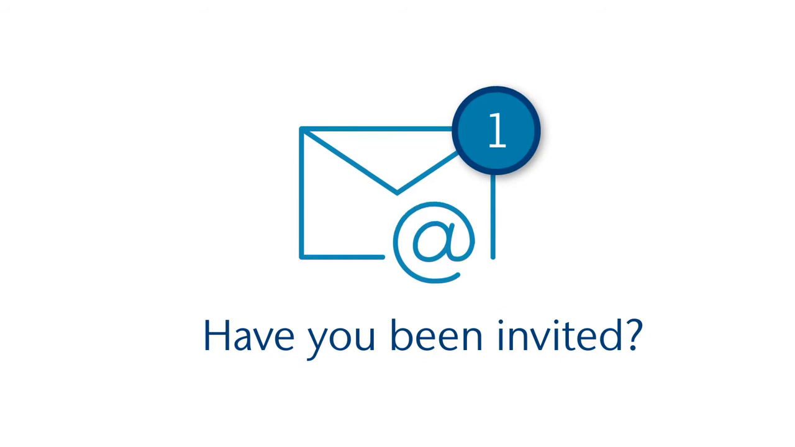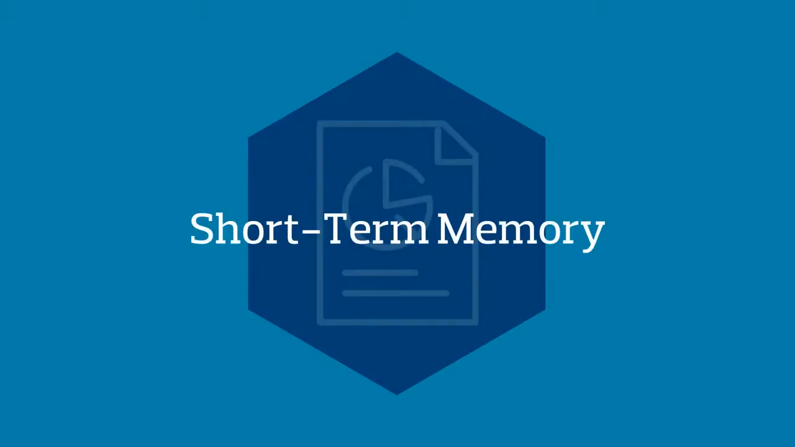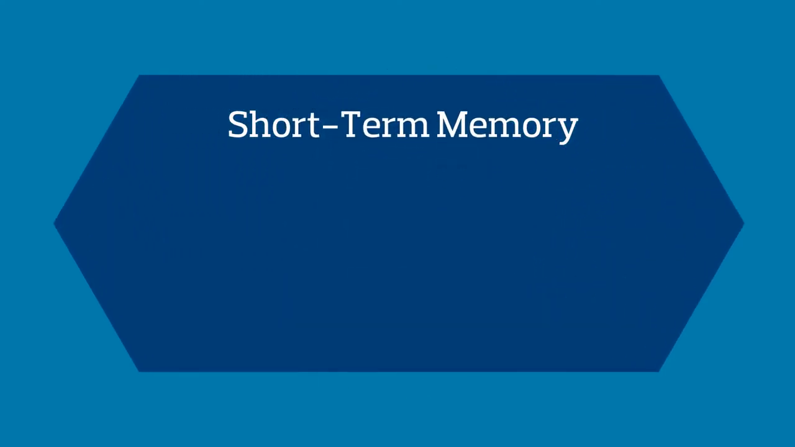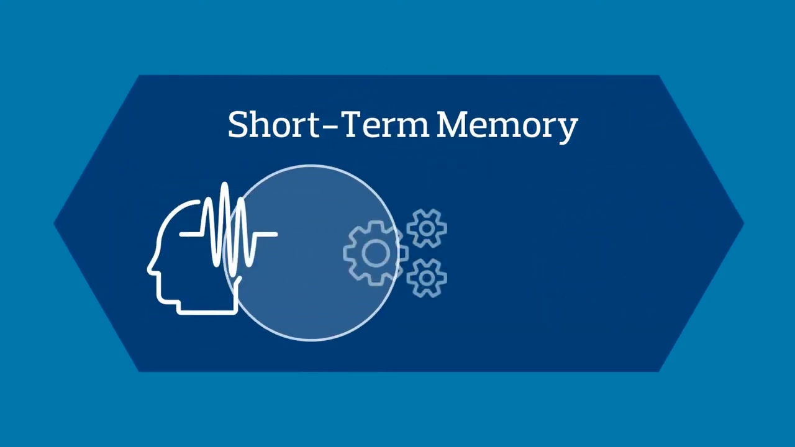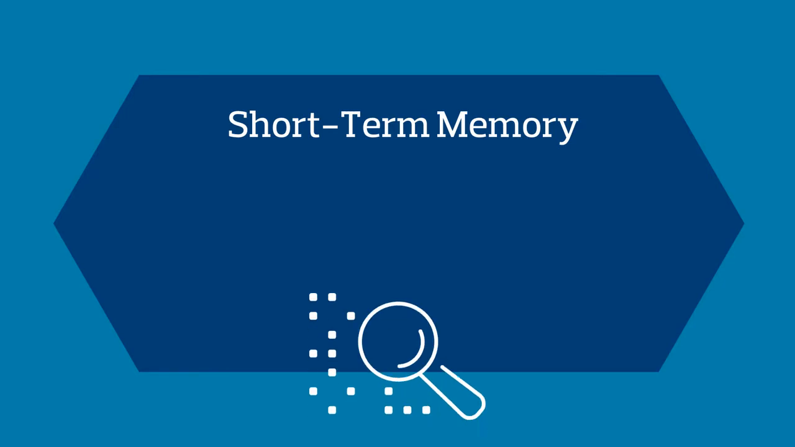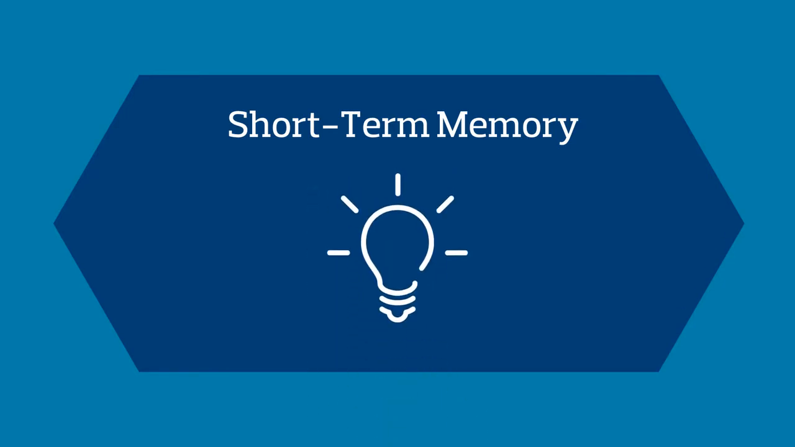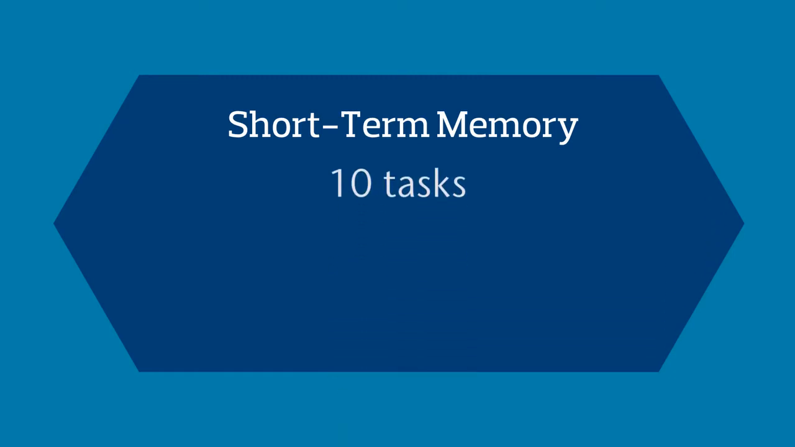Have you been invited to take part in Aon's short-term memory test? This test measures your aptitude for making exact observations as well as assessing your ability to memorize pictures. The test also captures how well you find relevant information when confronted with different types of questions. The test includes 10 sections, which typically takes 5 minutes to complete.